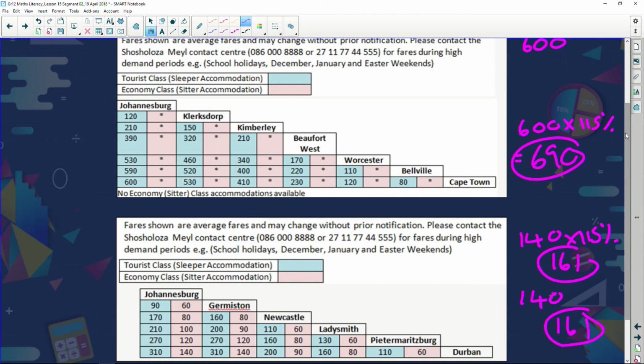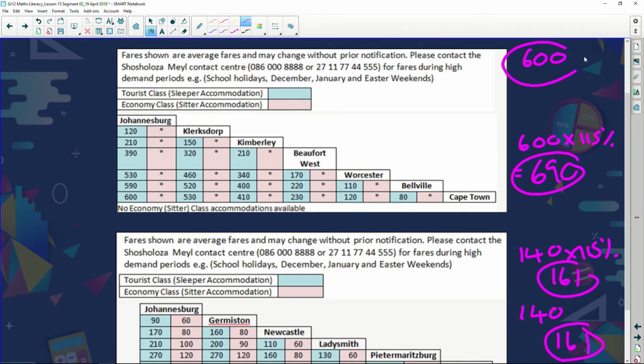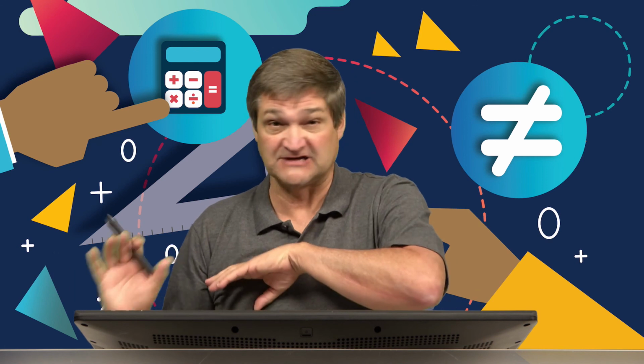So how do I calculate the total fare? Quite simply, it's 600 plus 690 plus 161 plus 161, and that'll give me my total fare. Guys, we've done major work here. We've had to jump from timetables to calendars to cost timetables. Oh my giddy aunt. But you know what? It was quite possible, and if we just take it step by step, we'll easily be able to do it.